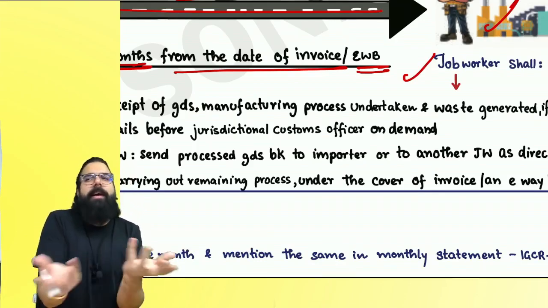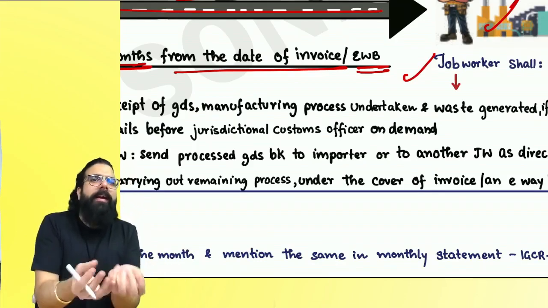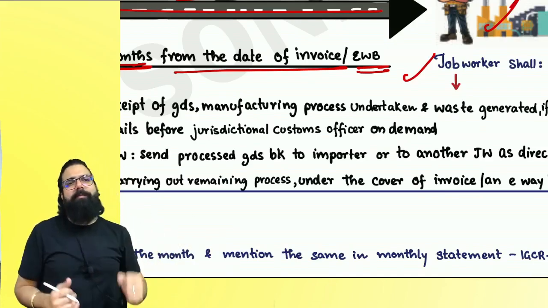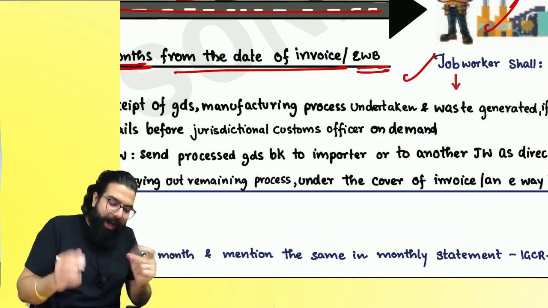People who made the IGCR rule might have told it by mistake. In my opinion, here it should have been delivery challan. Can I go ahead, everyone? Are we clear till here?